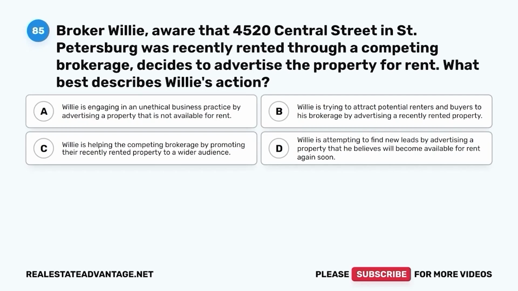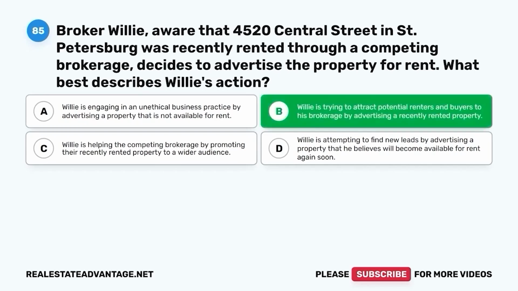A. Willie is engaging in an unethical business practice by advertising a property that is not available for rent. B. Willie is trying to attract potential renters and buyers to his brokerage by advertising a recently rented property. C. Willie is helping the competing brokerage by promoting their recently rented property to a wider audience. D. Willie is attempting to find new leads by advertising a property that he believes will become available for rent again soon. The correct answer is B.